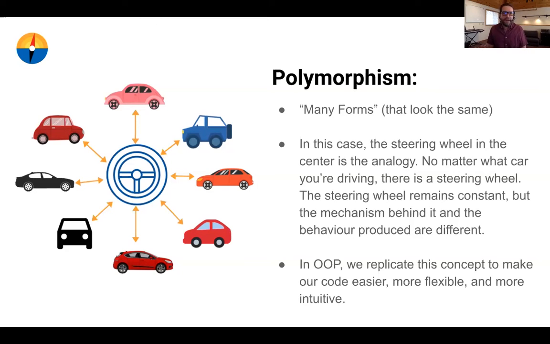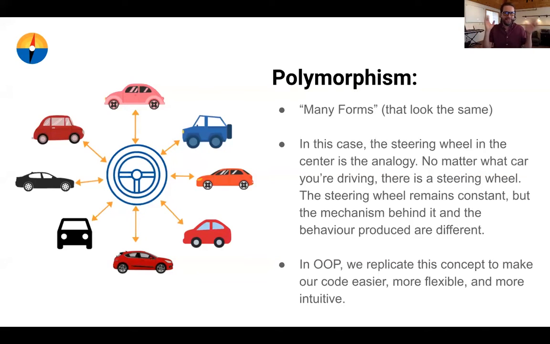So it doesn't matter what kind of car you're driving, whether it's a sports car or a truck or a tractor or a Tesla or a go-kart or whatever. If it's a car, you know that there's going to be this steering wheel, right? And you know how to use it. But behind the scenes, once that steering wheel goes into the dashboard, what happens behind there is different in every single car, right? In the go-kart, it goes straight to this little shaft that turns the wheels.